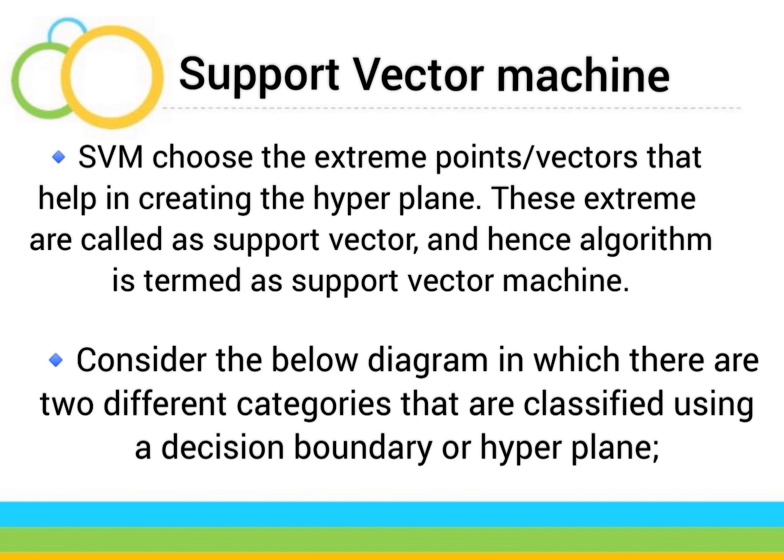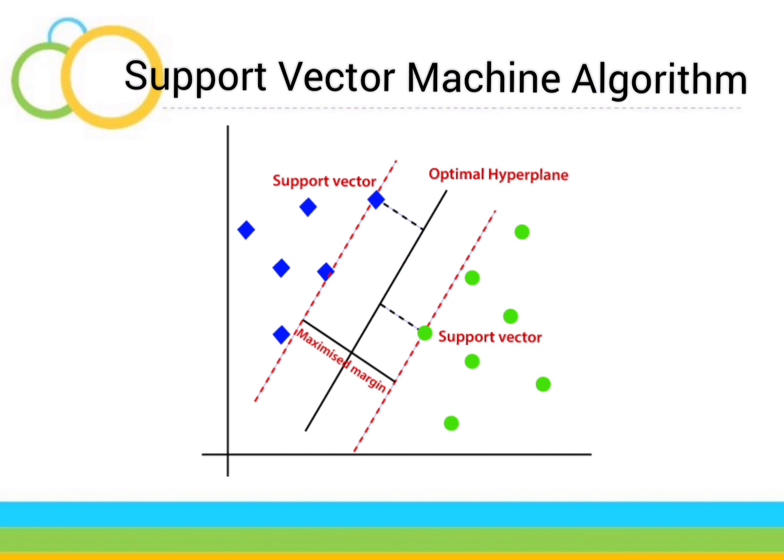Further, SVM chooses the extreme points or vectors that help in creating the hyperplane. These extreme cases are called support vectors, and hence the algorithm is termed support vector machine. Consider the below diagram in which there are two different categories that are classified using a decision boundary or hyperplane.